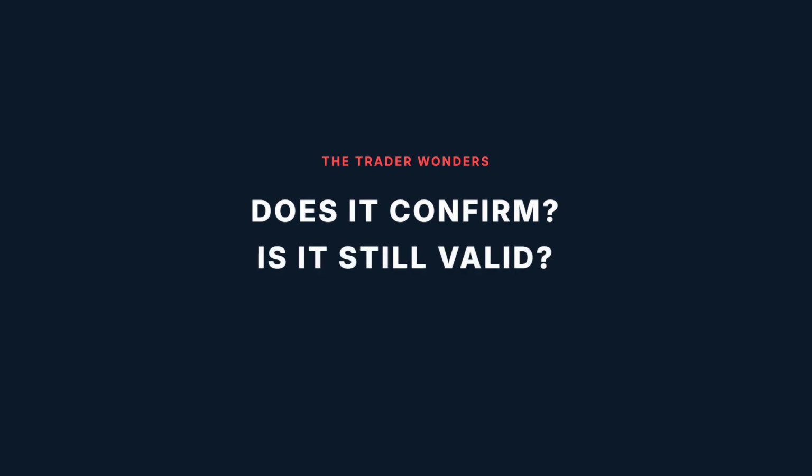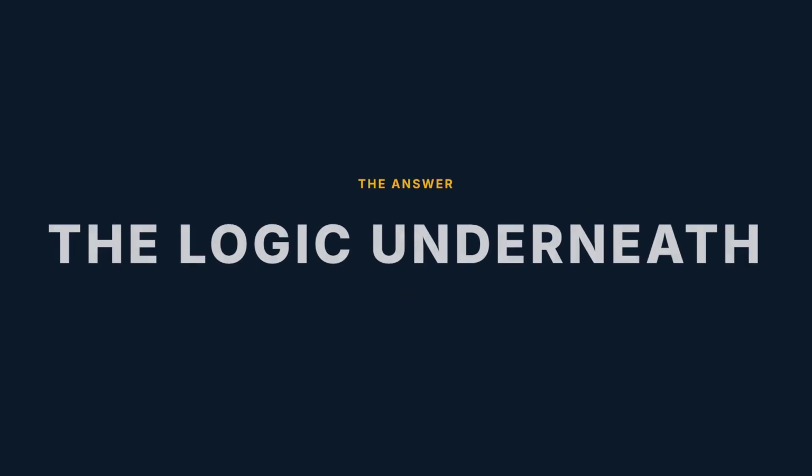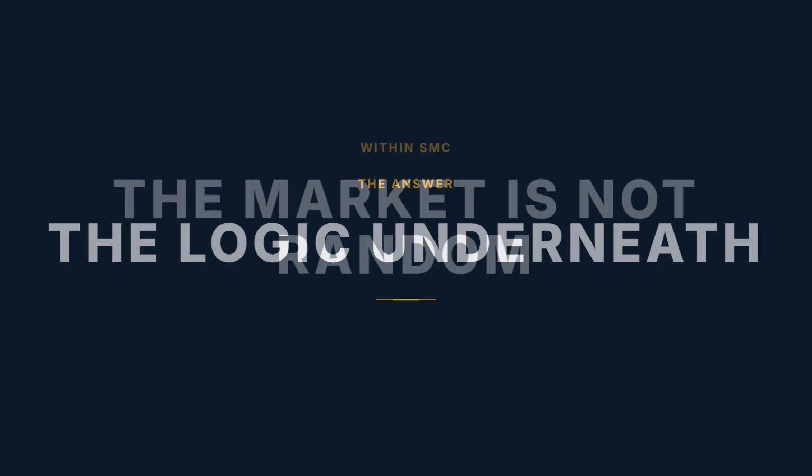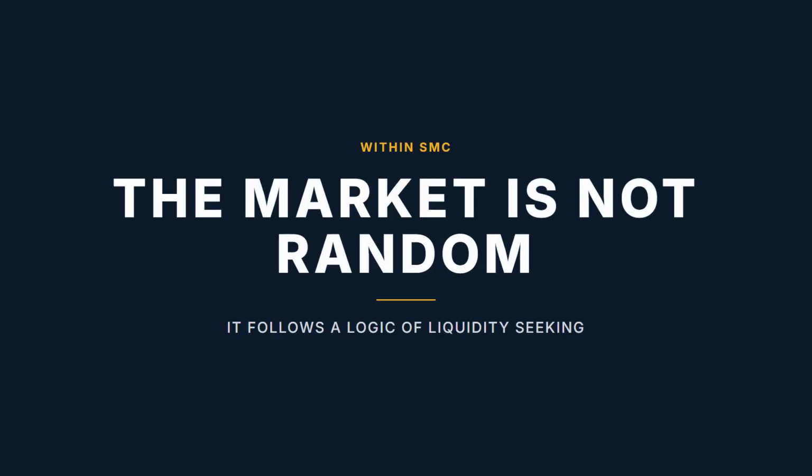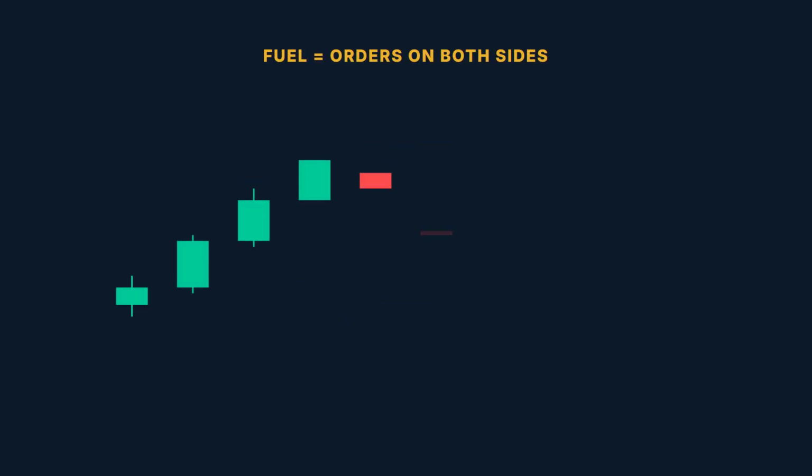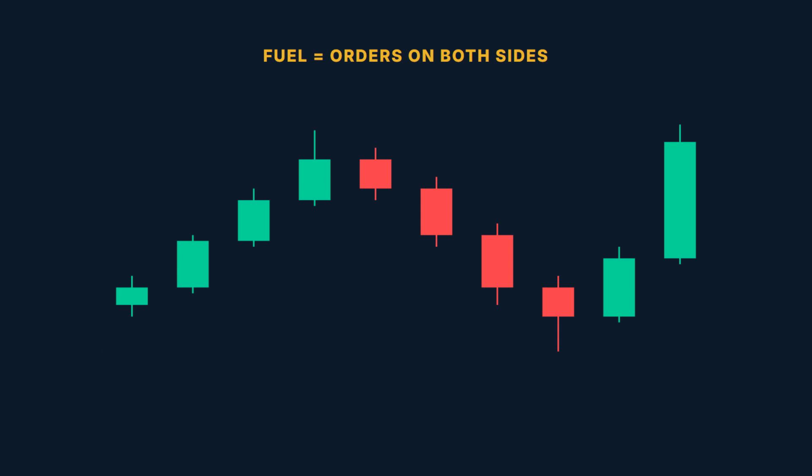You see an FVG, you enter the trade, price comes back, tests the zone, and you are left wondering, does this confirm or not? Is it still valid? Did it just invalidate? Those questions disappear once you understand the logic underneath the concept. So let's start here. Within SMC, the market is not random. It follows a logic of liquidity seeking and price delivery.